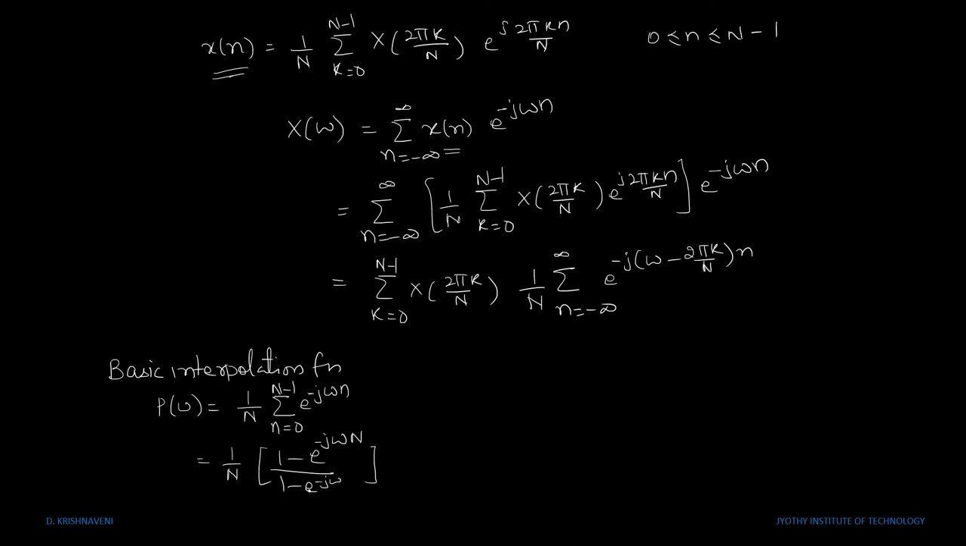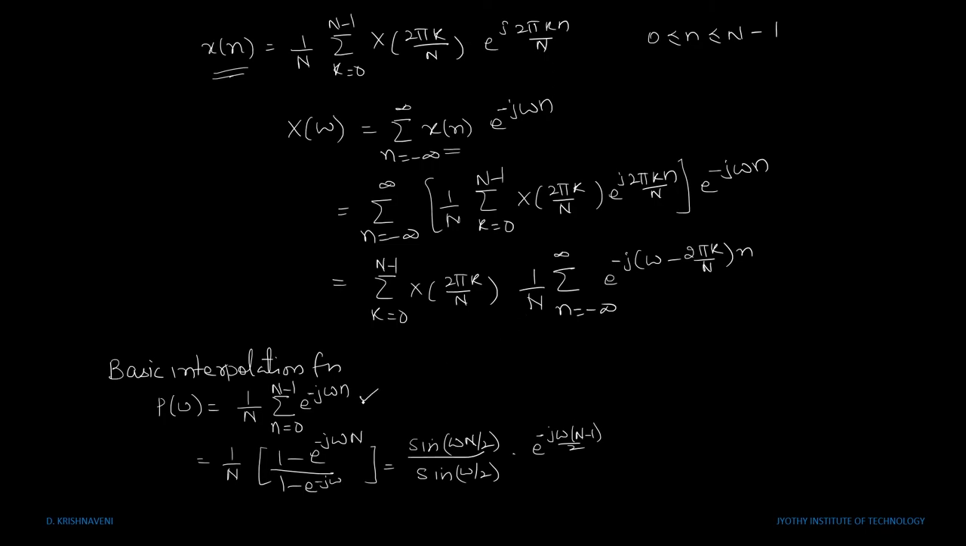So if I take e to the power of minus j omega by 2 common, and here e to the power of minus j omega n by 2 common, we will get this as sine omega n by 2 by sine omega by 2 into e to the power of minus j omega into n minus 1 by 2. Okay, now this is the basic interpolation function.